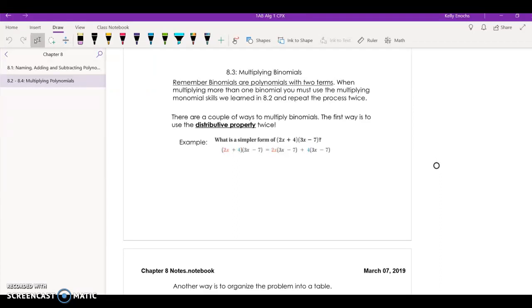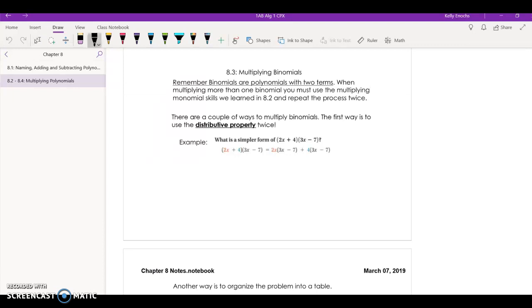Okay, everybody, so the second part of today is multiplying two binomials together. Remember, binomial means two terms, so we're going to do two terms times two terms. Really, binomials times binomials are not any different than what we just did, except for the fact that you need to break your binomial up into two separate problems.